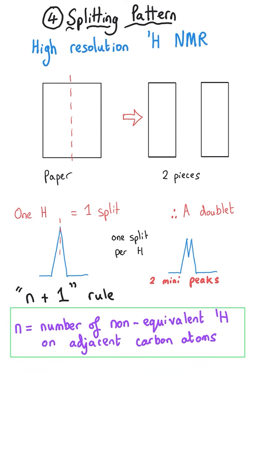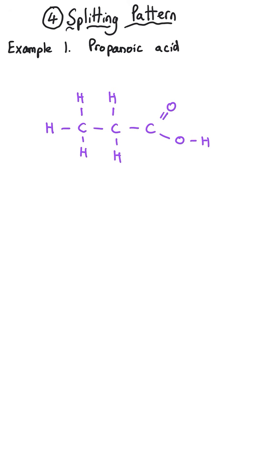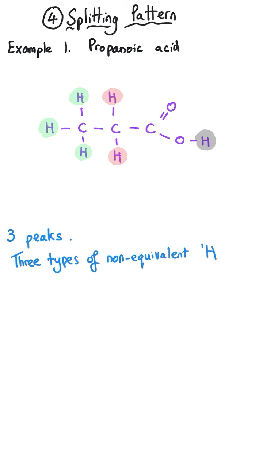And so for each hydrogen, we get a split, and each time that peak is split, we get n+1 mini peaks. This splitting only occurs for hydrogen atoms on carbon atoms, and it is only split by hydrogen atoms on other carbon atoms. And so, for instance, hydrogens attached to, say, oxygen in an alcohol or nitrogen in an amine, they don't get split by other hydrogen atoms, neither do they cause splitting. And so any alcohol hydrogen will always appear as a singlet, as will any hydrogens present on a nitrogen atom. And so if we look at an example of propanoic acid that I'm showing here, we know that there will be 3 peaks because there are 3 different environments for the hydrogen.